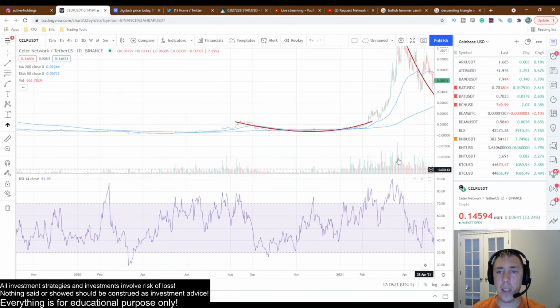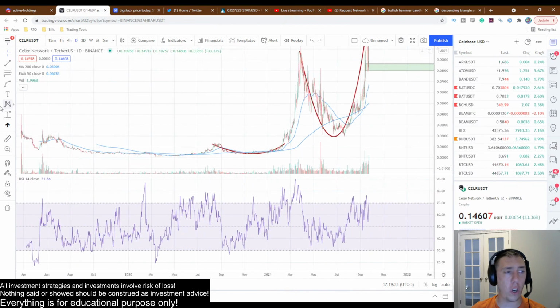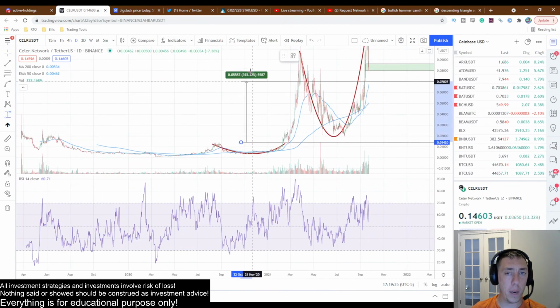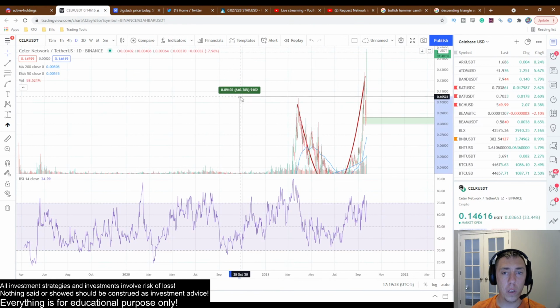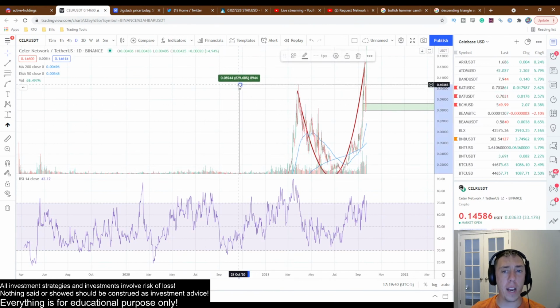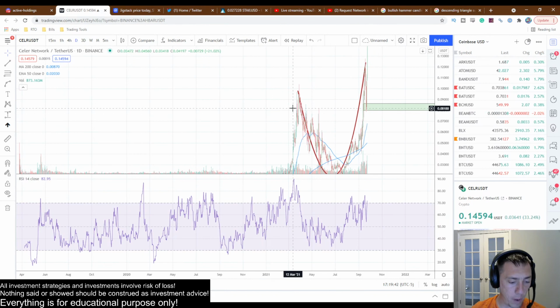So last time we had this rounded bottom play out on this chart, it went up 600% from the highs before the next top, right?